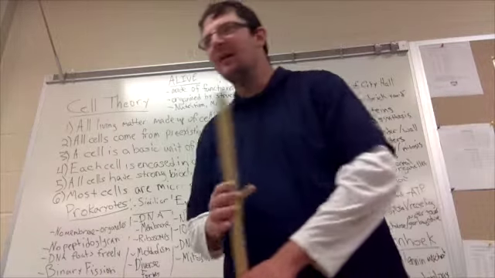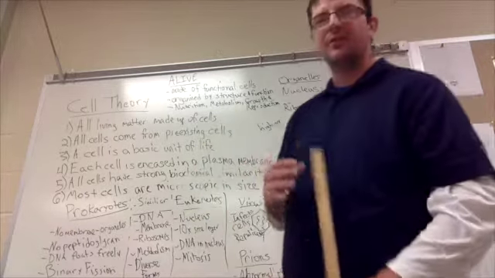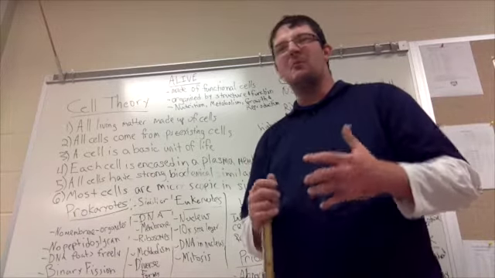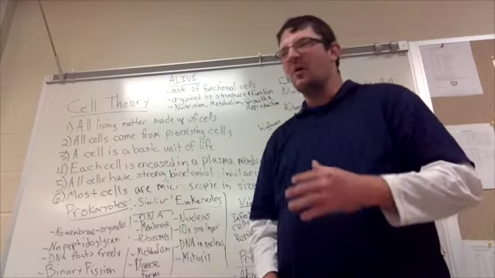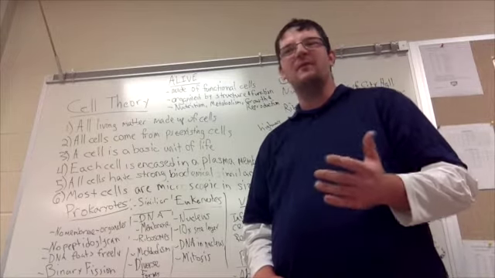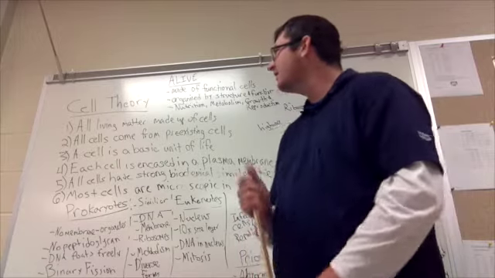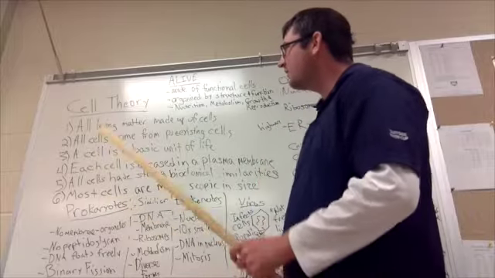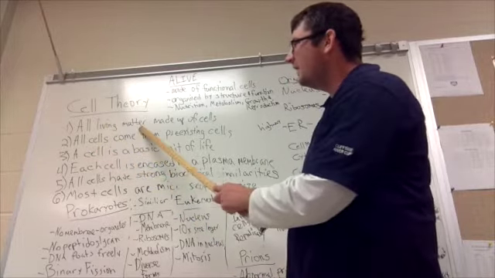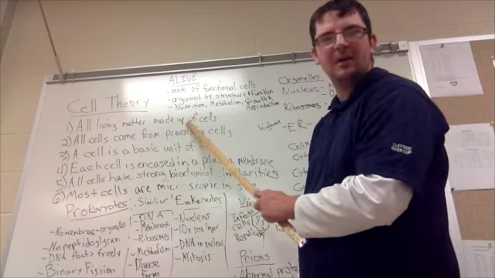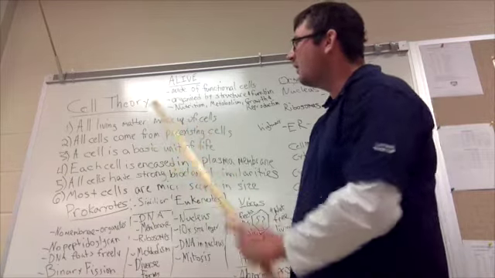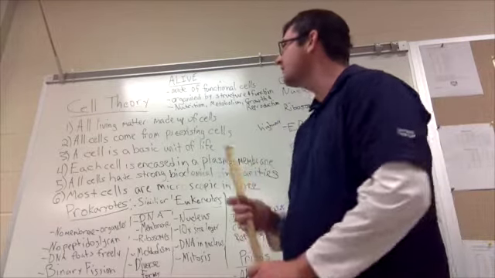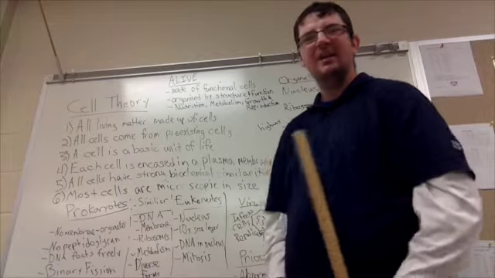Now, as we finish that up, we go into cell theory. Cell theory was composed by multiple biologists over the last 3 to 4 centuries, and it consists of 6 characteristics. The first characteristic is that all living matter is made up of cells. I repeat, all living matter has to be made up of cells.